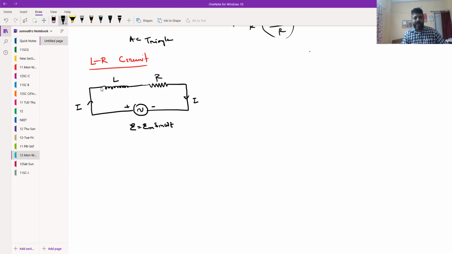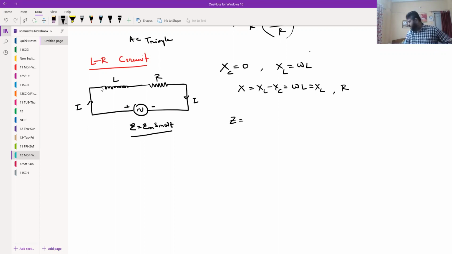My main aim is, on the basis of my input signal, to write my output signal, which is the current. So before we start, what is my XC? It is 0, because no capacitor is there. And what is my XL? I already know it, omega L. So what is my X? That is XL minus XC, so omega L. R is also there, so I can easily calculate the value of Z.